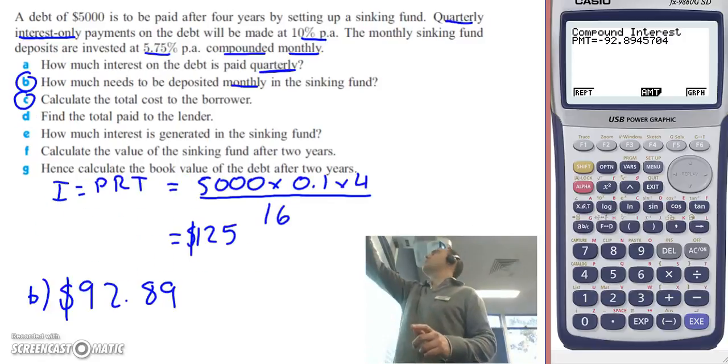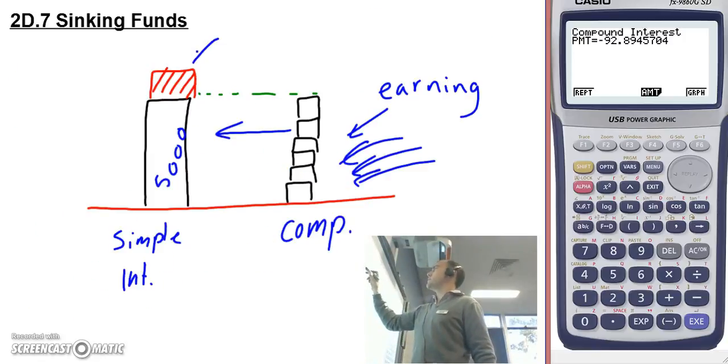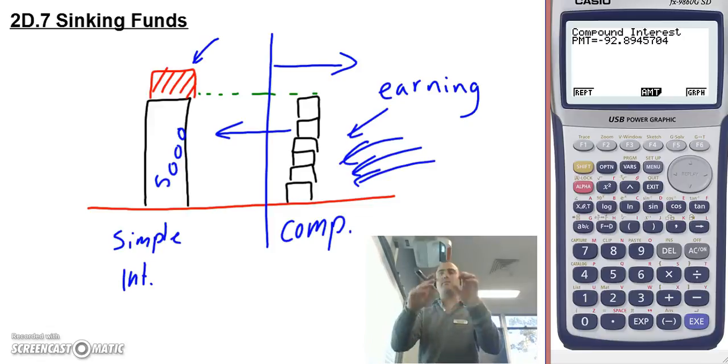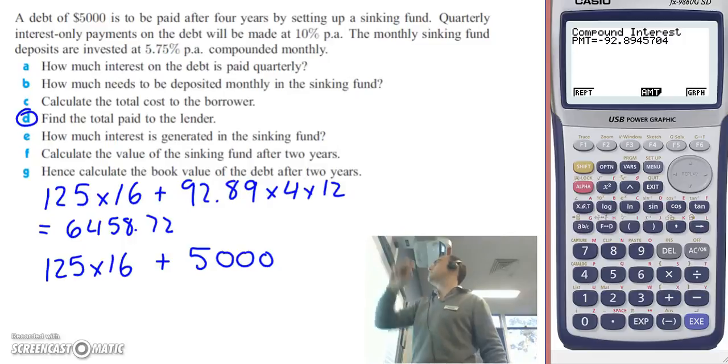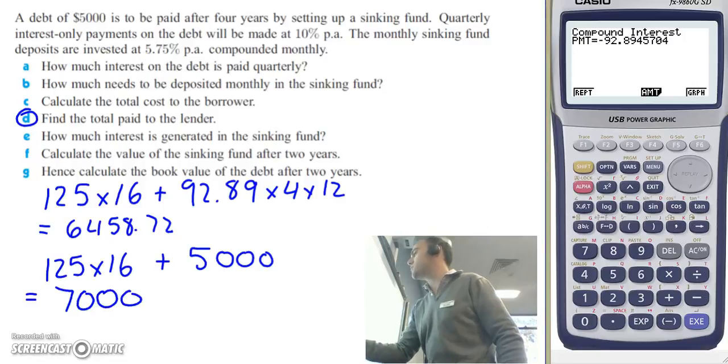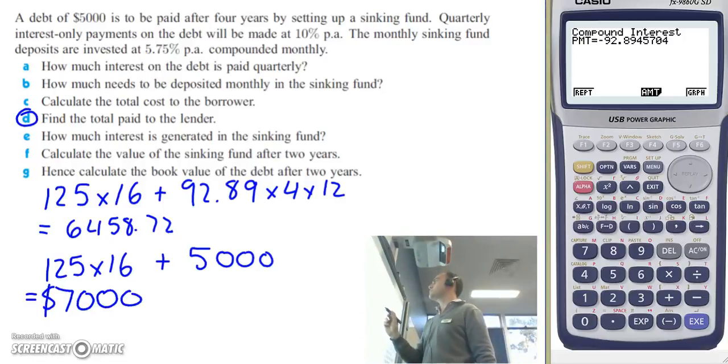The total paid to the lender, well, initially they had the 16 repayments of $125 plus the $5,000. So the lender is getting these small repayments, but they don't see what happens on this side. They don't know what's happening. You're doing that on the side, and you just pay them that $5,000 at the end. So 125 by 16 plus 5,000 will give us $7,000 paid in total.